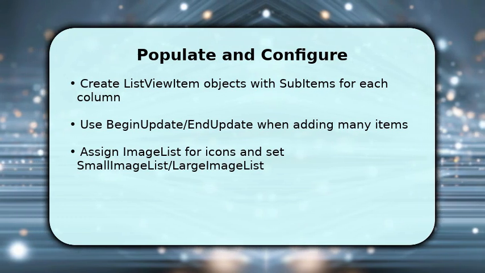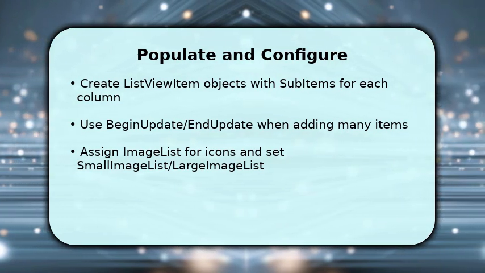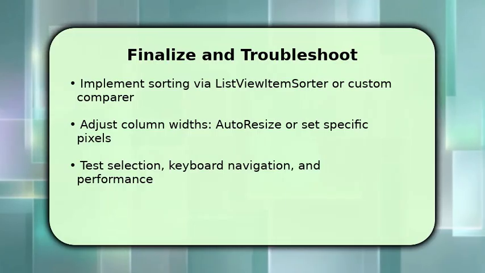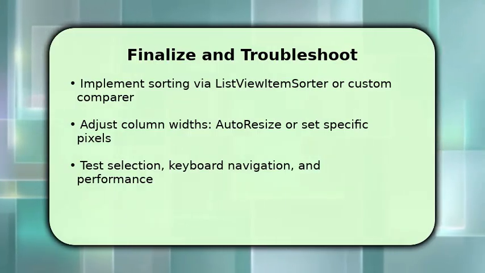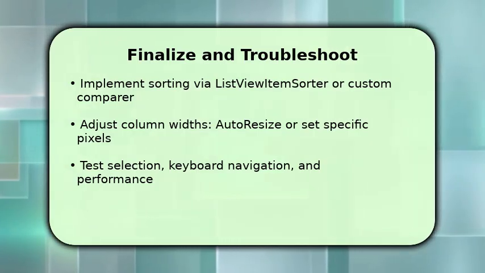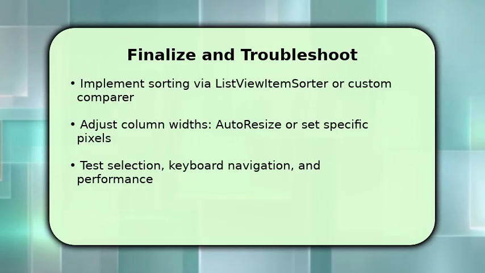Finish by implementing sorting with a list view item sorter or a custom IComparer so users can click column headers for order. This improves usability. Make sure to resize columns, use auto resize for content, or set fixed pixel widths if layout must be exact.